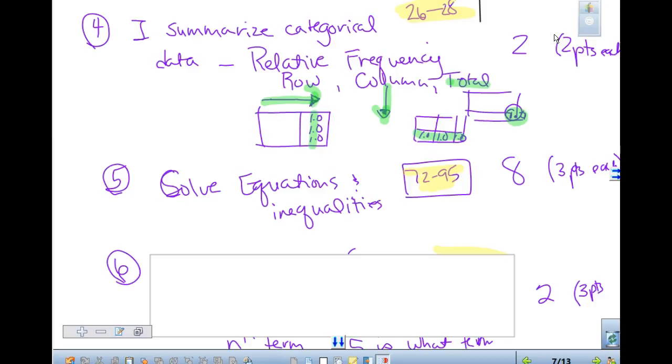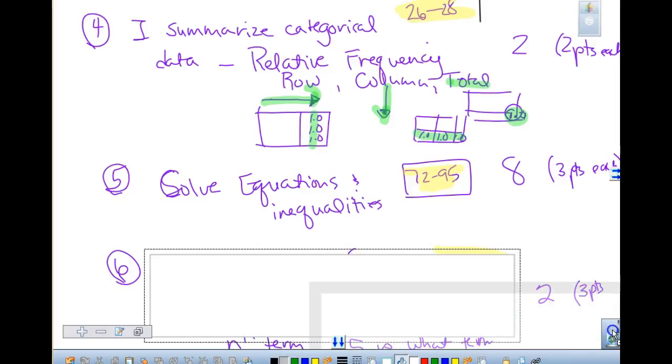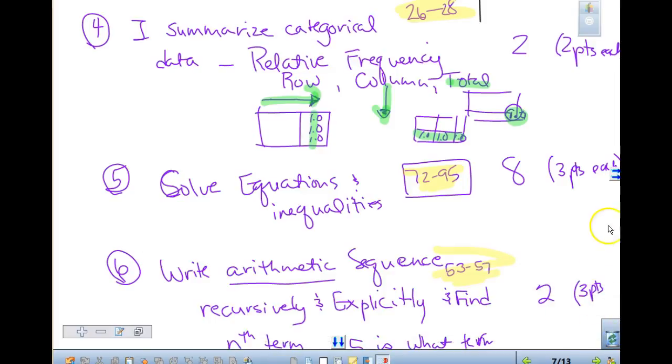This is the literal equations part, okay? So it could have absolute value, it could have an inequality or equality, it could have literal equations, all of those, like 72 to 95. 8 questions, 3 points each. And the last standard that we have not talked about is sequences.